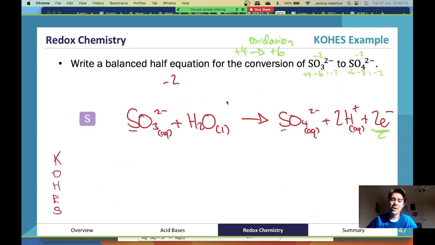So it's another quick way of saying, all right, did I actually get this right? Did I do this half equation right? Well, I did, because my electrons are on the correct side. And that's a good second step to figure out if you've done everything correctly.